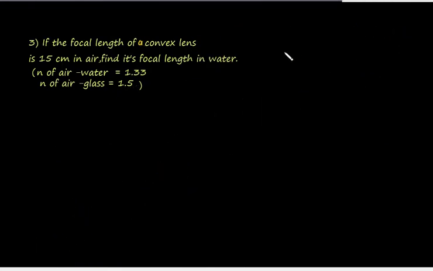Let us do another problem. If the focal length of a convex lens is 15 cm in air, find its focal length in water. Refractive index of water with reference to air is equal to 1.33. Refractive index of glass with reference to air is 1.5. So these are the details that are given. So 1.33 is refractive index of water and 1.5 is refractive index of glass.